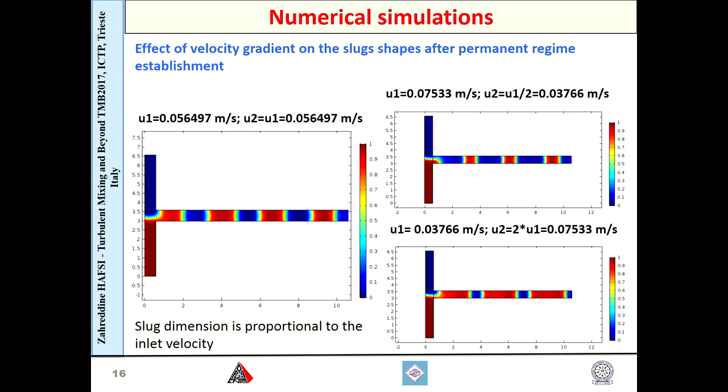But we'll try to go a little bit further, and see the effect of a gradient of velocity if both fluids are not having the same velocity. So here is the same velocity, that means the previous result. Here is the case when we are giving water, let's say, a greater velocity than kerosene. We can see that the slugs of water are much larger than those of kerosene. And inversely, of course, if we give a velocity of kerosene greater than that of water, the slugs of kerosene are much larger. So we can say that slug dimension is proportional to the inlet velocity. This is a first observation that we can take.